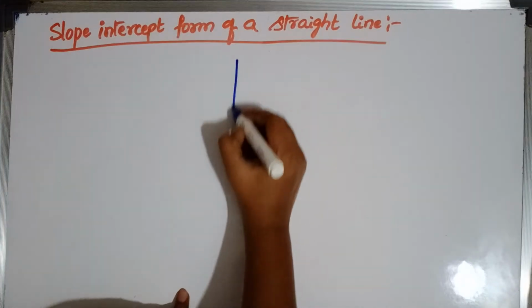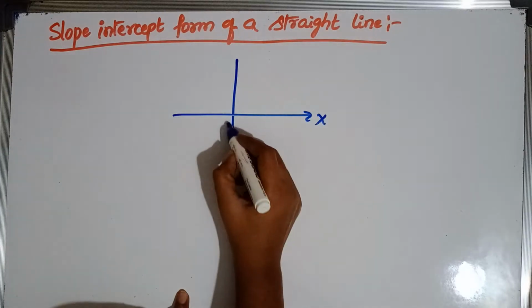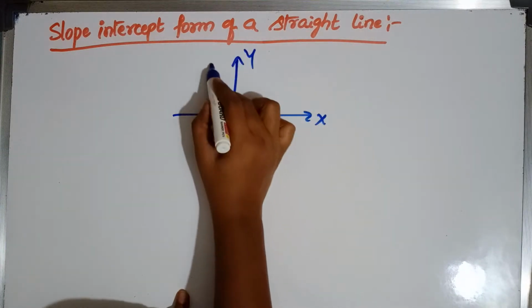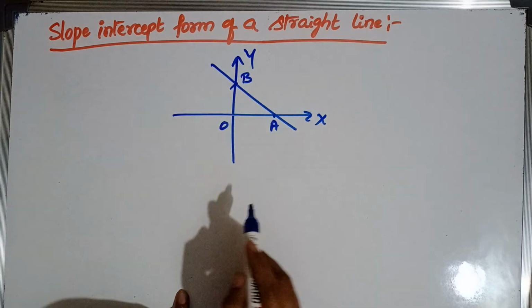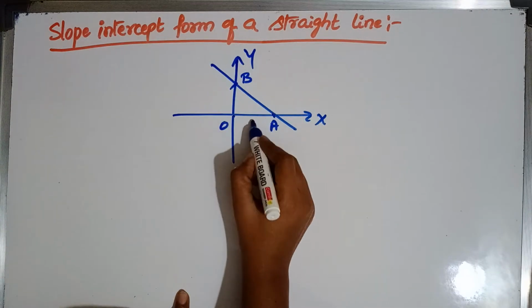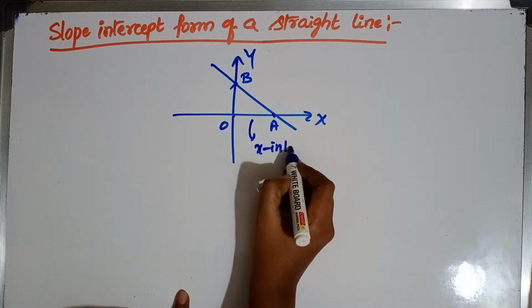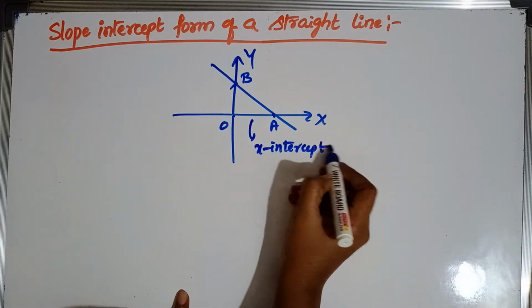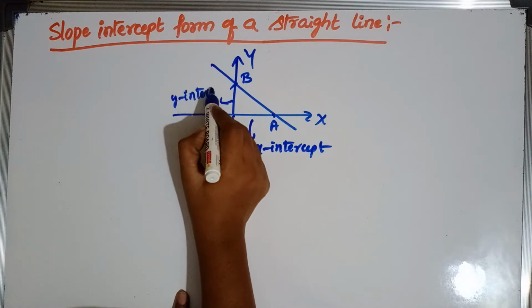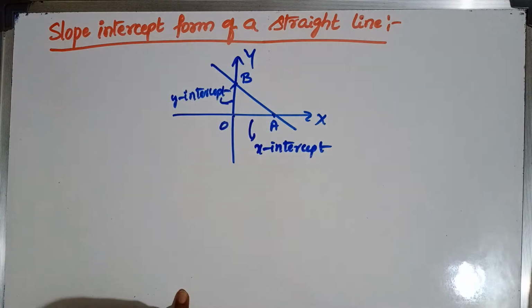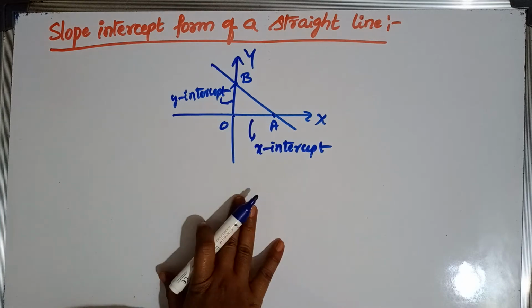If a line meets the x-axis at some point A and the y-axis at some point B, then OA is called the x-intercept and OB is called the y-intercept, right? So you should remember this, with proper sign.